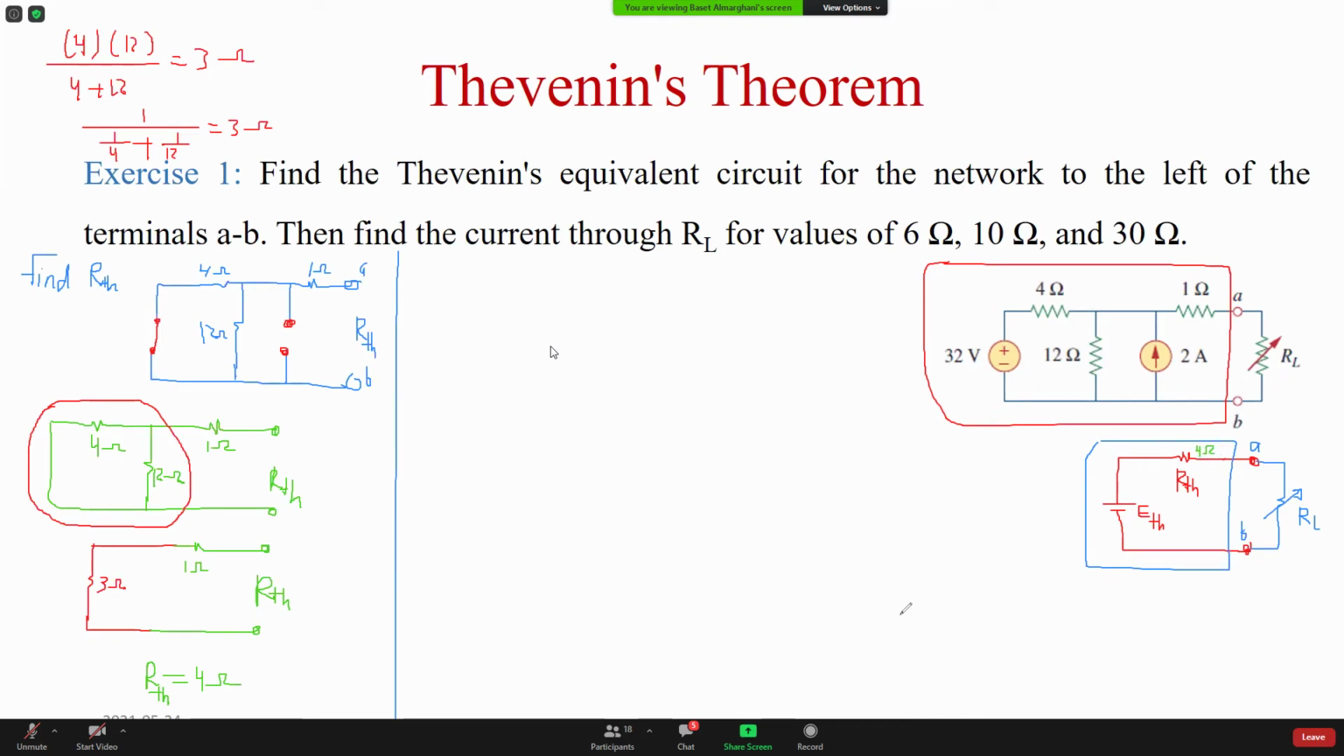I'm almost done with my circuit because I draw the equivalent circuit. I find R Thevenin. I'm like 60%, 70% done here. I need to find E Thevenin, then I'm done with the equivalent circuit. Is this okay so far? Like finding R Thevenin is fine. The Thevenin equivalent resistance. Any questions here?